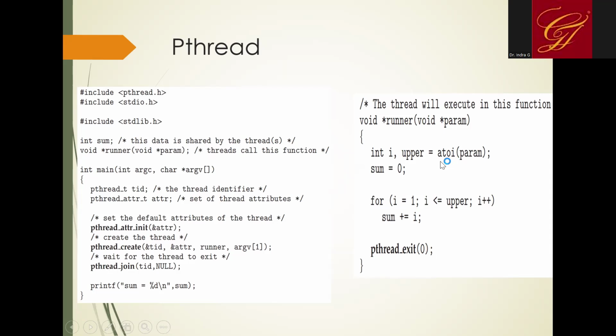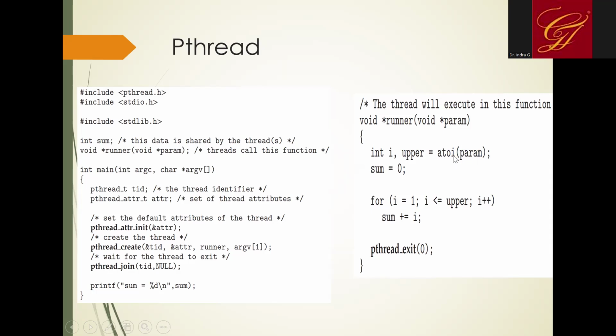ATOI? Since here the command line arguments are passed as a character array, suppose I want to perform the sum of 10 numbers. That 10, which is passed as a command line argument, will be passed as a string only, because the argv variable is declared as a character array. So in order to convert it to an integer, the method ATOI is implemented here. It's being called here.